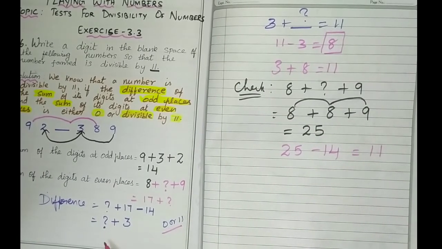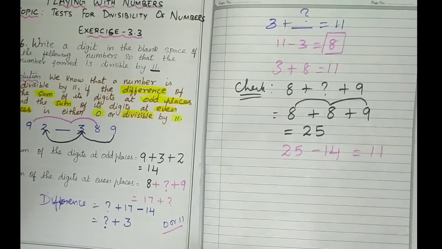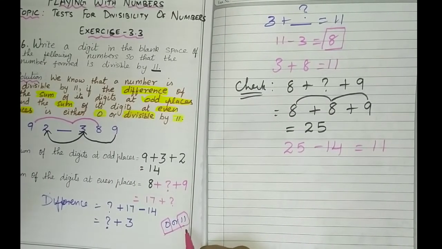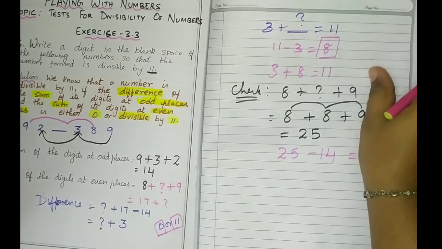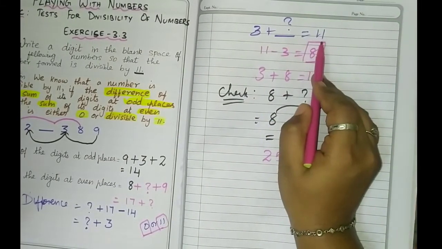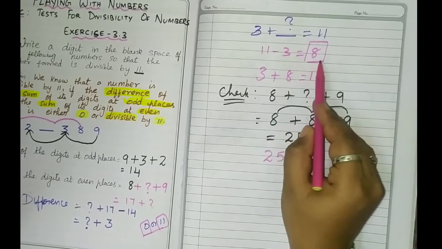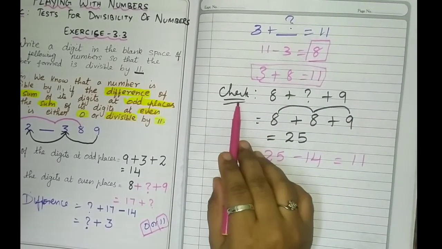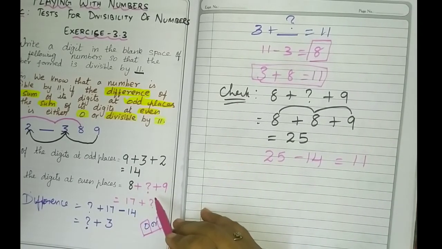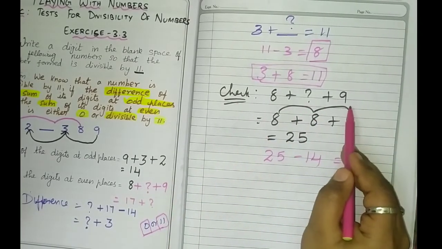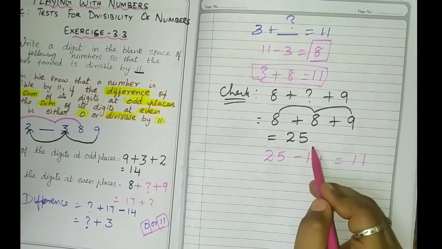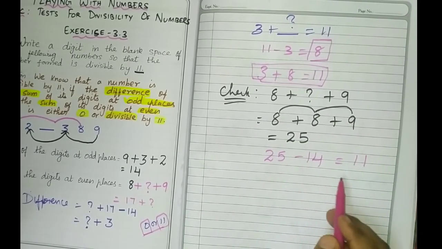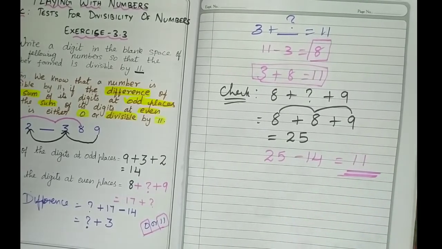Here I have to add some number to this 3. The 0 option is not possible, so next is divisibility by 11. So 11 ones are 11. I'm taking this 3 and adding some number to get 11. So 11 minus 3 is equal to 8. You want to check: 3 plus 8 is equal to 11. Again I'm checking it with the question mark place, the even place: 8 plus question mark plus 9, 8 plus 8 plus 9, I'm getting 25. So sum of even places minus sum of odd places, I'm getting divisibility by 11.